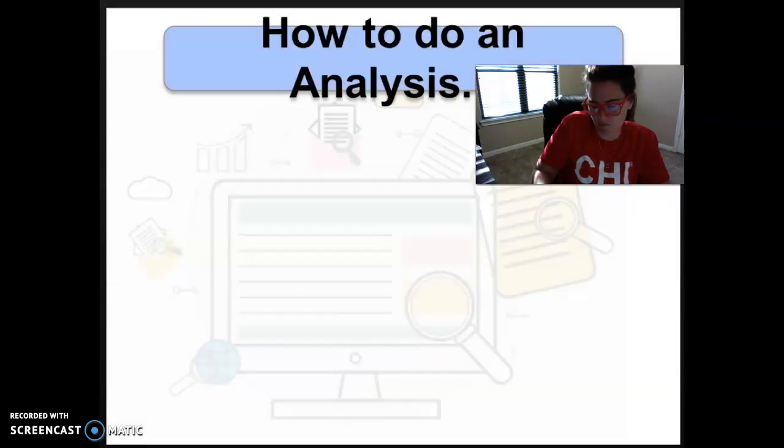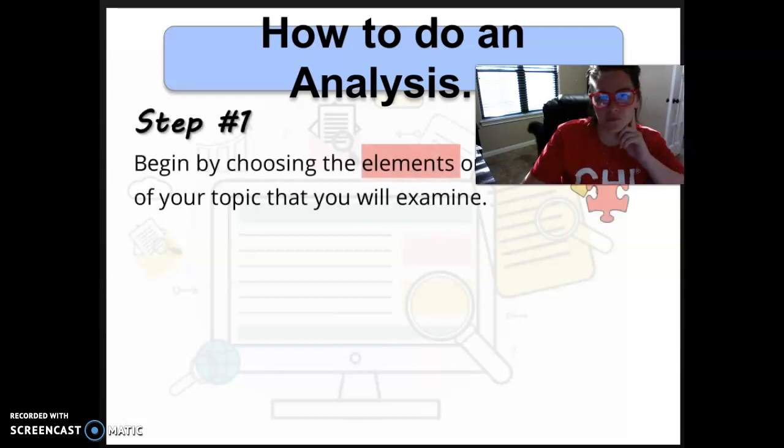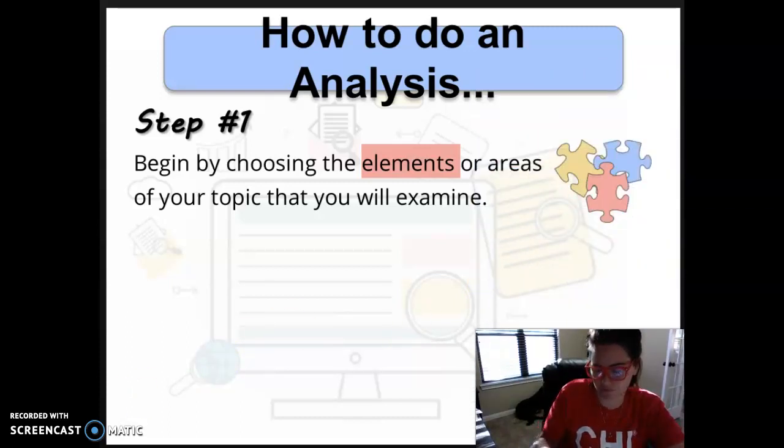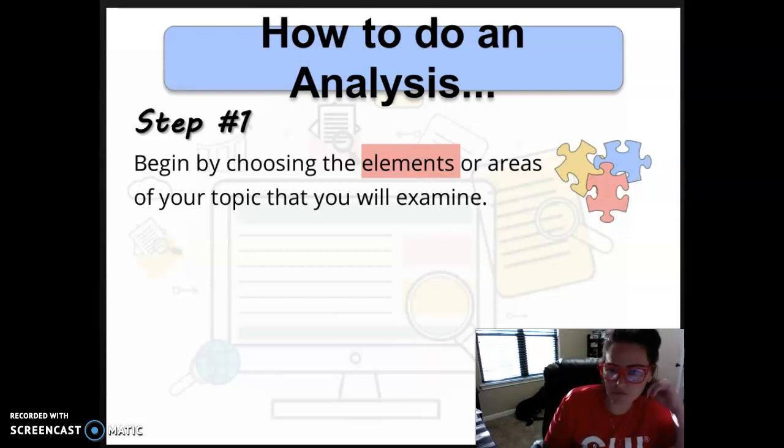So now that we've gone over what analysis is and how it's different than summarizing, let's explore how to actually do an analysis. The first step in doing an analysis is to choose which specific elements you're going to closely examine. You'll need to break down the story, the event, or the policy, for example, that you are analyzing into its various elements or parts, so that you can then begin closely examining each part. For example, elements of a story may be the setting, the characters, or the conflict.